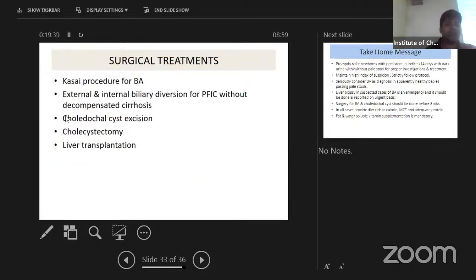Now the surgical treatment. Kasai procedure for biliary atresia, external and internal biliary diversion for progressive familial intrahepatic cholestasis without decompensated cirrhosis, choledochal cyst excision, cholecystectomy, and liver transplantation.